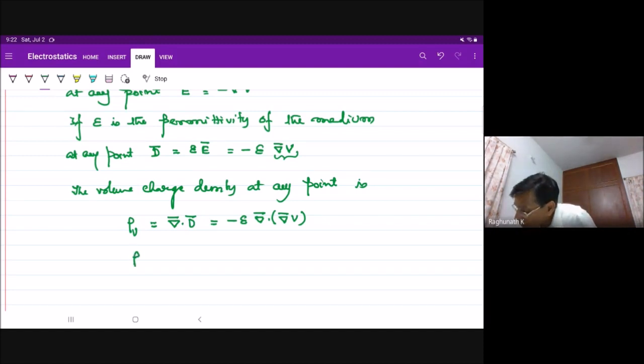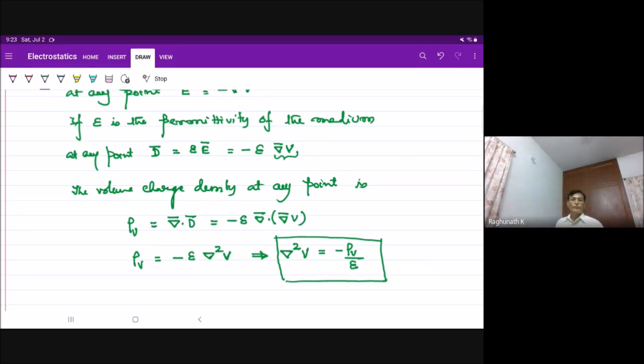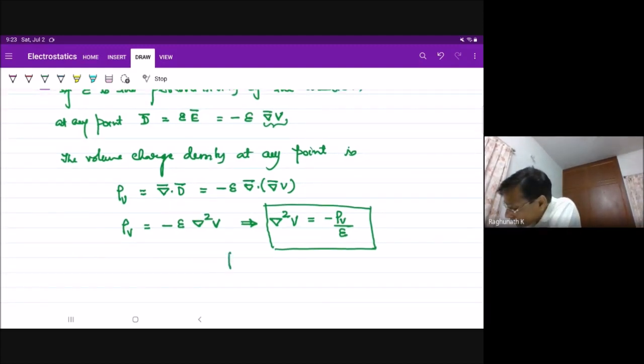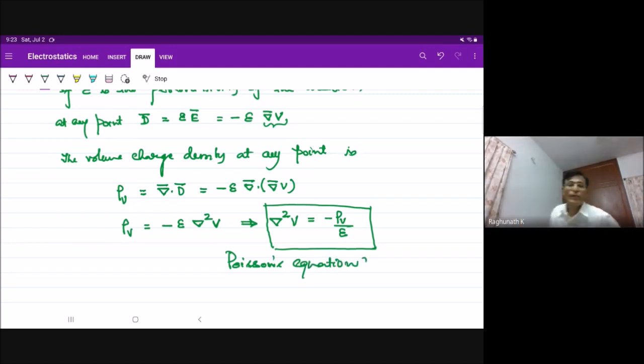Because of which rho V is equal to minus epsilon del squared V, implies del squared V is equal to minus rho V by epsilon, to be remembered as the Poisson's equation. Check it once.